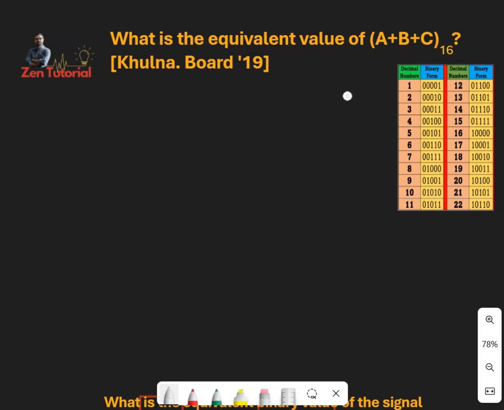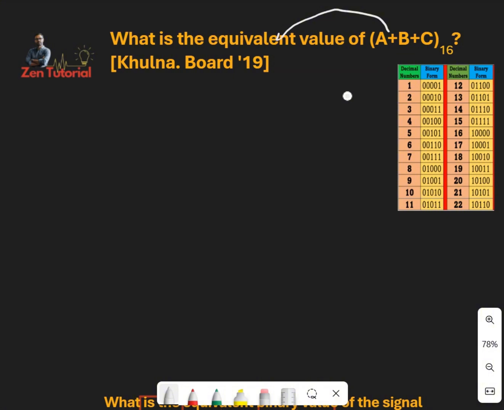What is the question? What is the equivalent value of A plus B plus C in hexadecimal number? The base is 16 we have written here. That's why it is actually the hexadecimal number. So we have to find out the equivalent value of this A plus B plus C hexadecimal number.